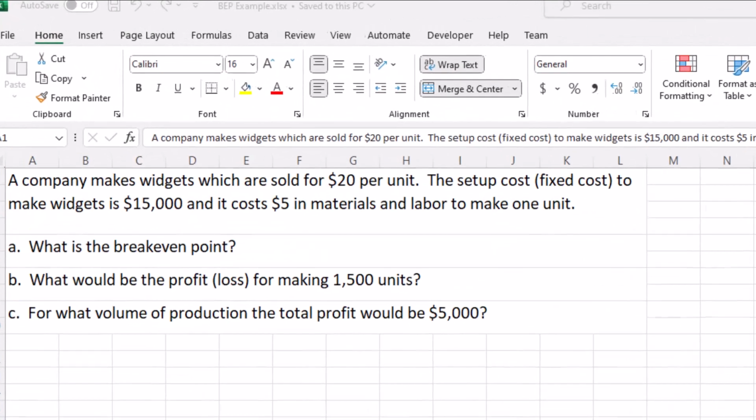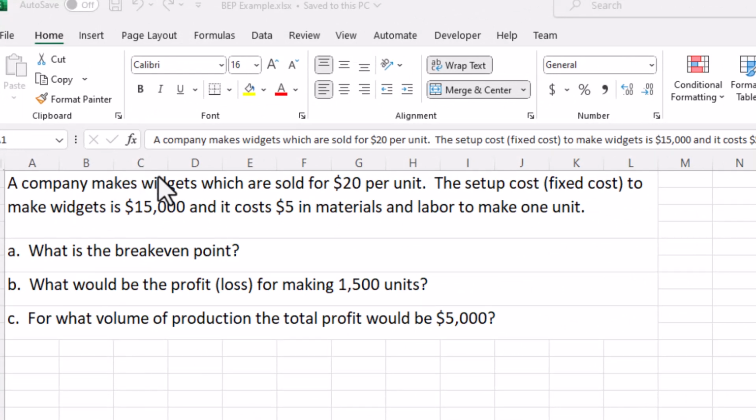Back to our spreadsheet. Same problem, company makes the widgets that are sold for $20 a unit. Setup cost, which is the fixed cost, is $15,000, and variable cost is $5. And we want to know what is the break-even point. This time I'm going to show you the Microsoft Excel goal seek command to find the break-even point.